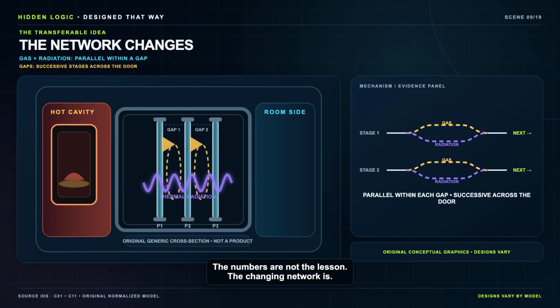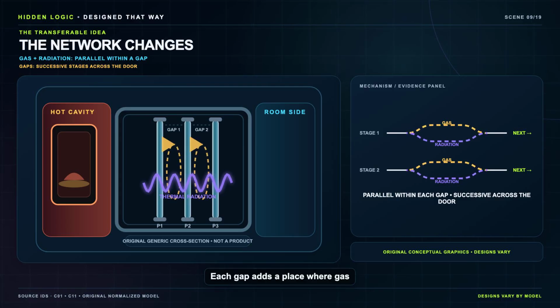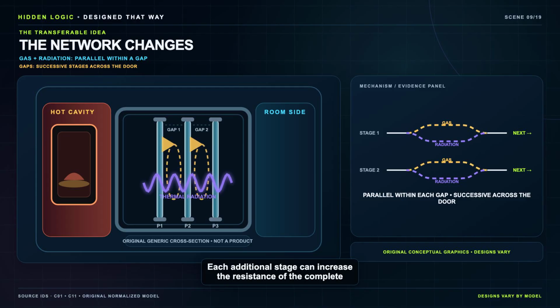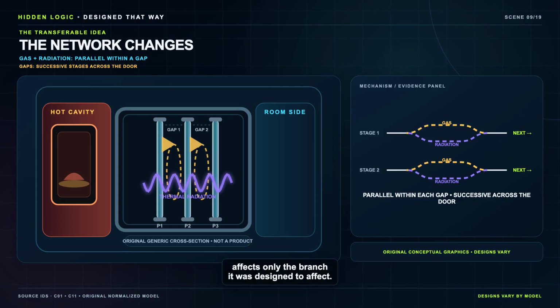The numbers are not the lesson. The changing network is. Each gap adds a place where gas transfer and radiation operate in parallel. Each additional stage can increase the resistance of the complete path. And a radiation control surface affects only the branch it was designed to affect.